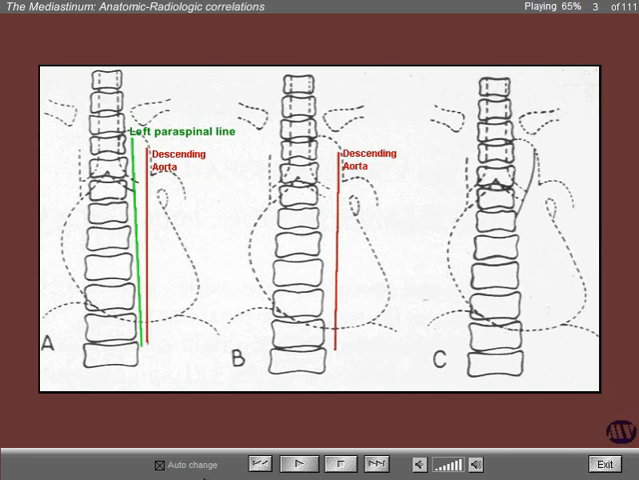In diagram B, the patient did not have fibroadipose tissue, therefore the left paraspinal line is not identified. In diagram C, we see no lines to the left of the midline except the proximal portion of the descending aorta. In such a situation, the aorta descends in the ventral aspect of the thoracic spine, and therefore we do not identify the aortic line.